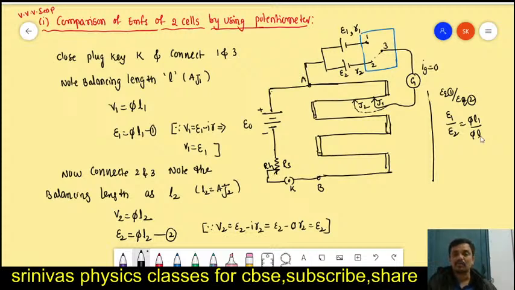Second time, what you have to do? Remove the connection between 1 and 3, and connect 2 and 3. The second cell is inactive. Follow the same procedure and note the balancing length as L2. Then E2 equals phi L2. Divide them, and E1 by E2 equals L1 by L2. When you substitute the L1, L2 values, you will automatically get E1 by E2. This is how to compare the EMFs of two cells. Okay, completed. Students, 10 more minutes.